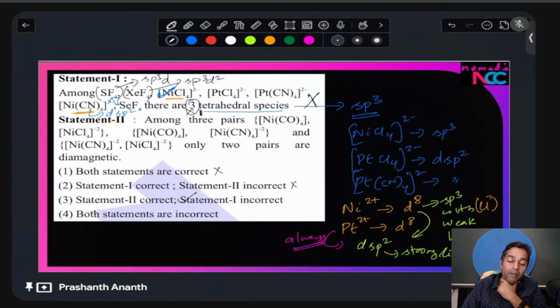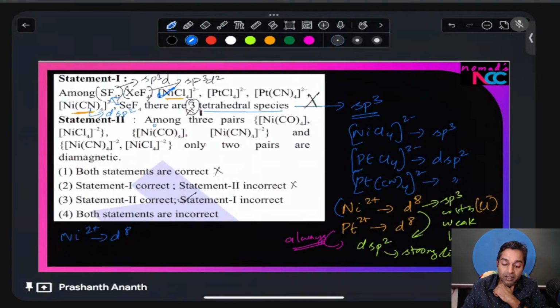Now when it comes to diamagnetic nature, you have d8 in sp3. All of these are nickel 2+ complexes here. Actually, not all of these: Ni(CO)4 is nickel 0, whereas the others are all nickel 2+. So this is nickel 2+, this is nickel 2+, and this is also nickel 2+. So when you have these as the different pairs, nickel 2+ d8 with sp3, in the sense that if it's a weak field, then it is going to be paramagnetic.